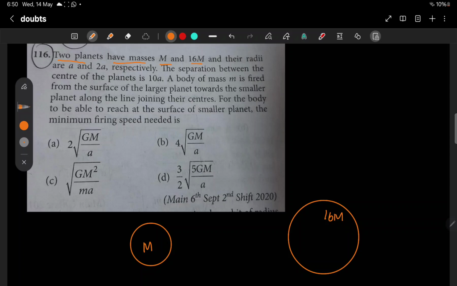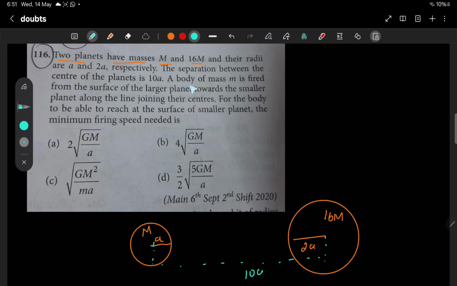Then the radius of the planets are a and 2a. So this radius is a, and this radius from the center is 2a. Then the separation between the centers of the planets is 10a. So from this center up to this center we have a distance of 10a.